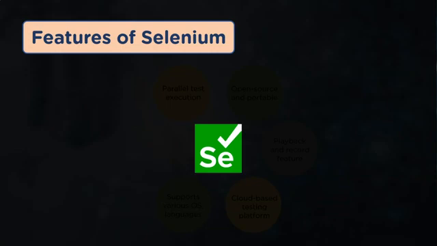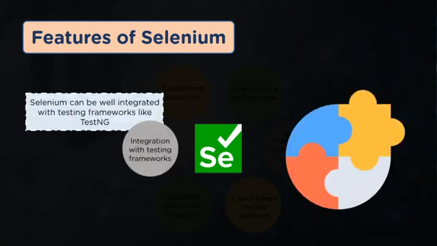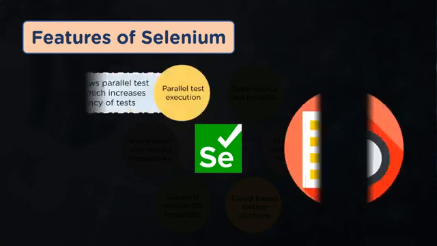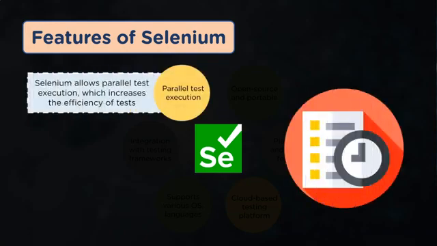Then the next feature we have is the integration with testing frameworks. Selenium can be well integrated with testing frameworks like TestNG for application testing and generating reports. And also, Selenium can be integrated with frameworks like Ant and Maven for source code compilation. The last feature in our list is the parallel test execution. Selenium enables parallel testing, which reduces time and increases the efficiency of the tests. Selenium requires fewer resources as compared to other automation testing tools.